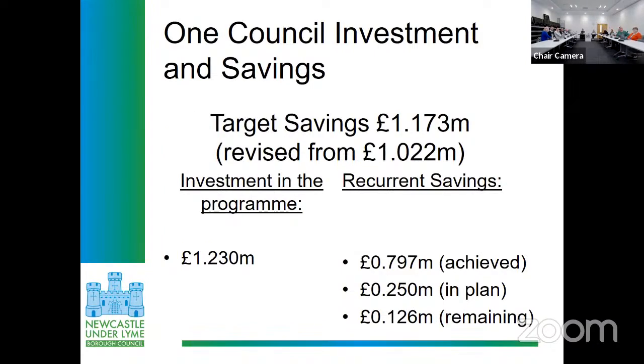So finally then, one council wise and the financial savings, we initially had a target of 1.02 million to save. That was increased to 1.173 million, just because the finance team like to keep me on my toes. We invested 1.2 million into the programme as a one-off investment, but we're seeing recurrent savings. And actually, since this slide was put together, we've identified really where we're going to get that last 126 from, and so we're confident that this next year we'll meet those financial savings that we've said, and probably look to exceed them though, but don't tell anyone I told you that.